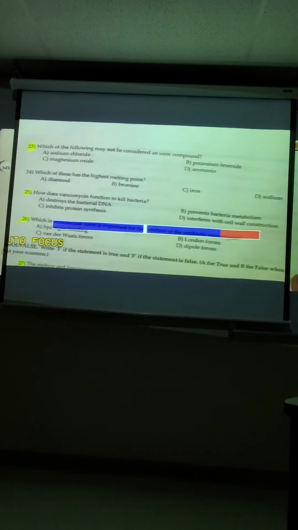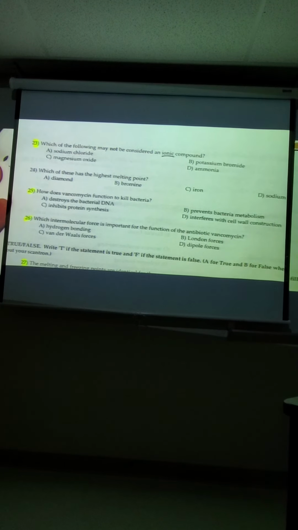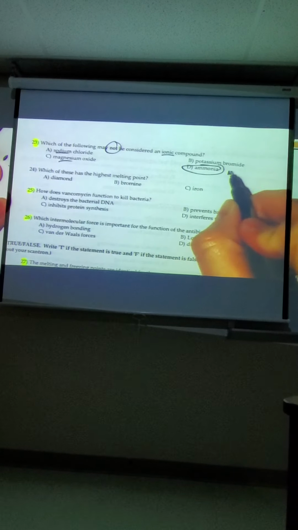Number 23, a little bit easier. To be ionic, you have to have a metal. Sodium's a metal, magnesium's a metal, potassium's a metal. This is not ionic, so ammonia is NH3, all nonmetals. So a little bit easier there.